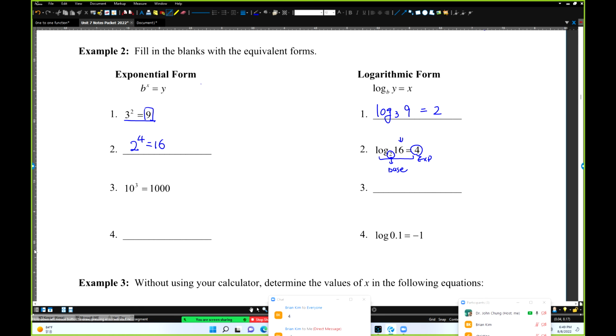Now 10 to the 3 is 1000. This is the base, and the number is 1000, which equals the exponent. Because the base number is 10, a common log, we don't have to write it. Just log 1000 equals 3. This is correct, because that's the rule. When you have a 10, we don't write it down there. You can write it, but that is against the rule.